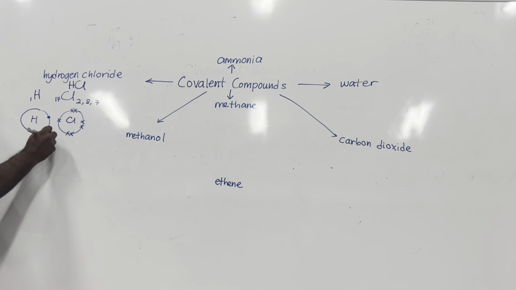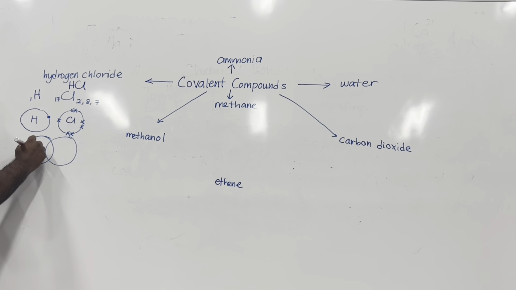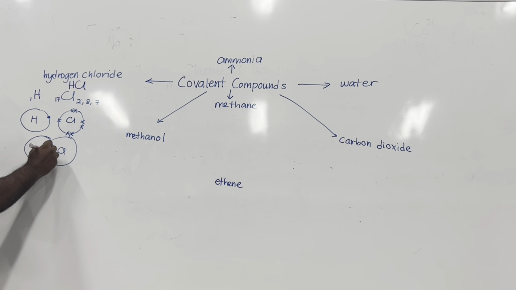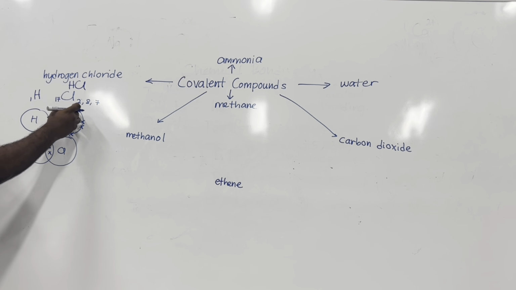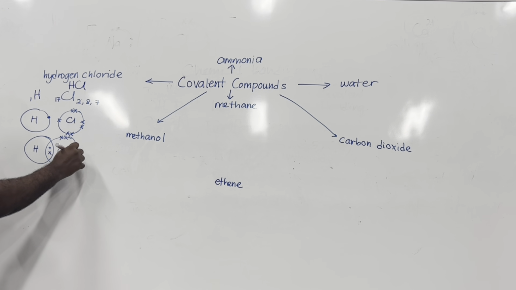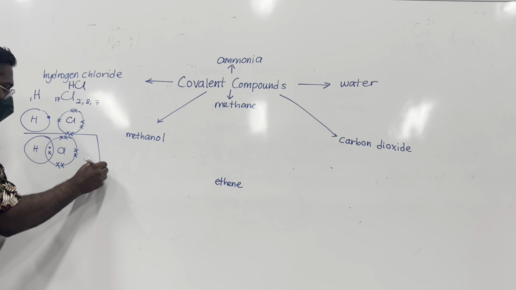So now, if you overlap them, this is hydrogen, this is Cl. Hydrogen will put forward one electron, and Cl will put forward one electron. The rest, 1, 2, 3, 4, 5, 6, the remaining 6 electrons will not be shared. So this is the dot and cross diagram for HCl, hydrogen chloride. This is what we want you to learn how to draw.